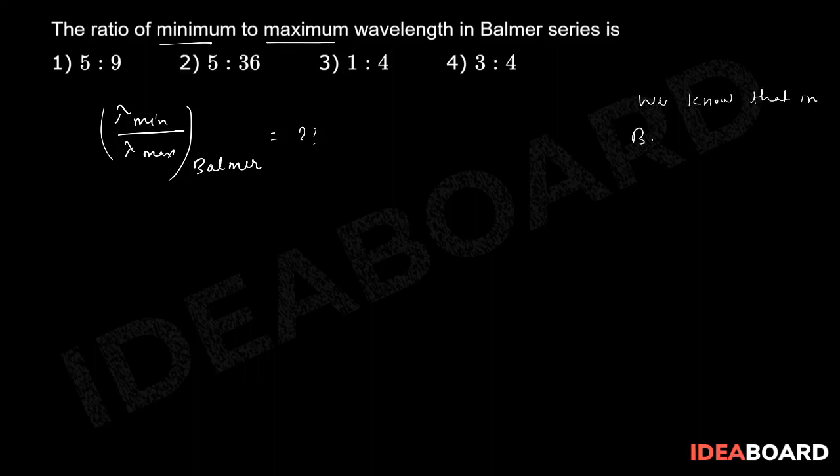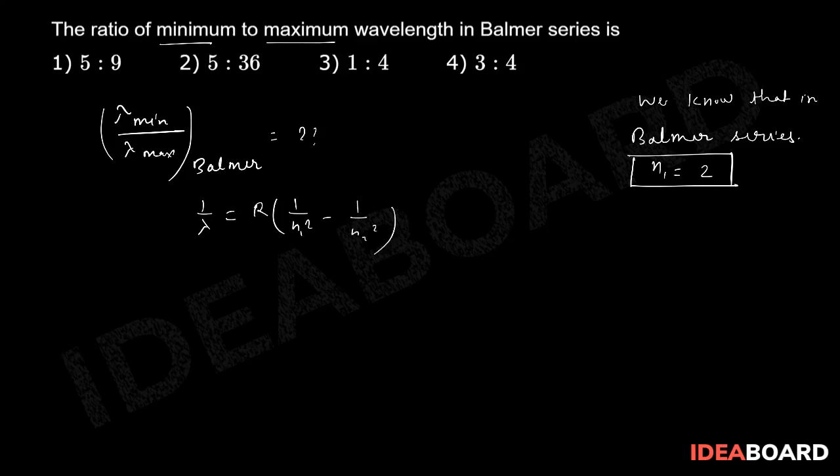In Balmer series, n1 is always equal to 2. This is the series line. So now we have the formula which says that 1 upon lambda is equal to Rydberg constant into 1 upon n1 square minus 1 upon n2 square. So for Balmer series this will become 1 upon 2 square minus 1 upon n2 square.